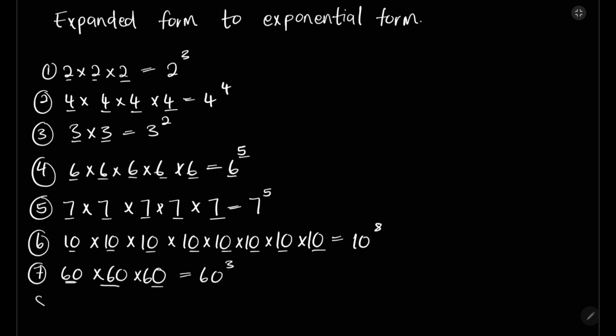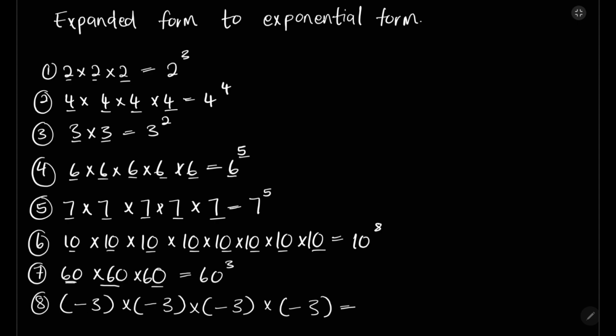Okay. Now, what if we had negative 3 times negative 3 times negative 3 times negative 3? What's the first step? We write down our base, which is negative 3. How do we find our exponent? We count how many numbers we have. We have 1, 2, 3, 4. Therefore, your answer is negative 3 to the power 4.